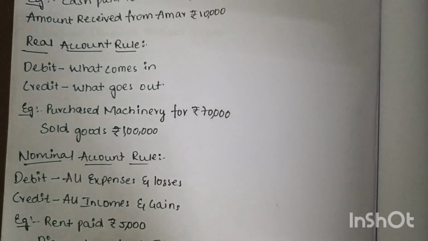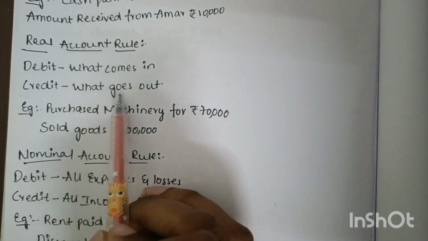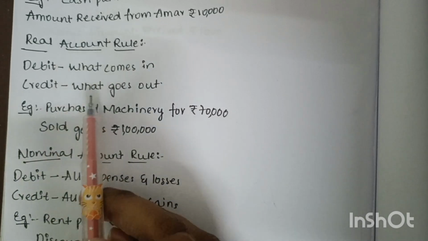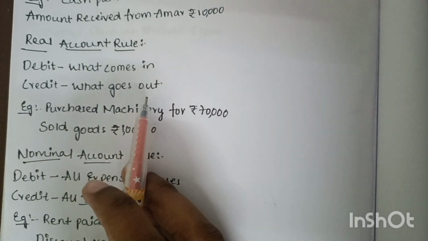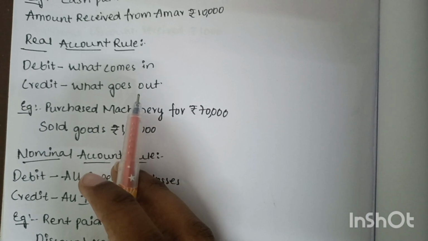Okay, so now what is the real account rule? Debit what comes in, credit what goes out. So this is the basic rule of real account, that is debit what comes in and credit what goes out. Remember, there is no rule for impersonal account, only there is a rule for real account.